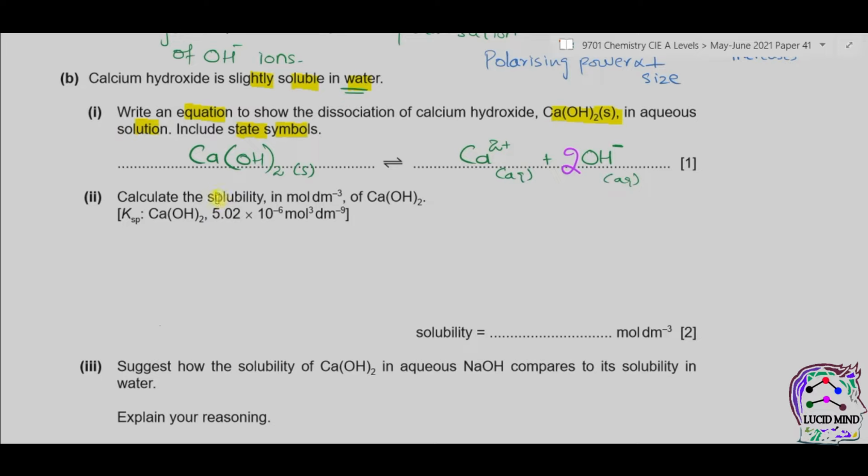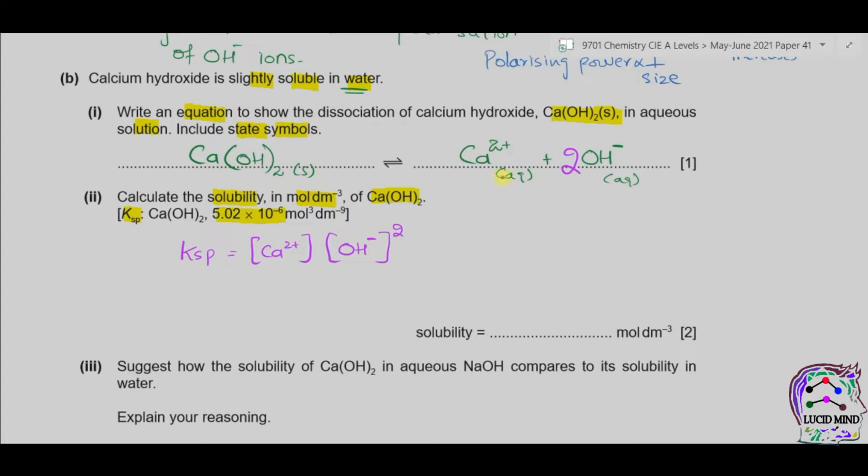Part 2. Calculate the solubility in mole per decimeter cube of calcium hydroxide. They have given the Ksp value, which is 5.02 times 10 to the power minus 6 mole cubed per decimeter to the power 9. Ksp is the product of the concentration of the ions that are formed. So we have calcium 2 positive cations along with hydroxide anions, and as there are 2 moles, its power will be 2. This is the equation for Ksp.